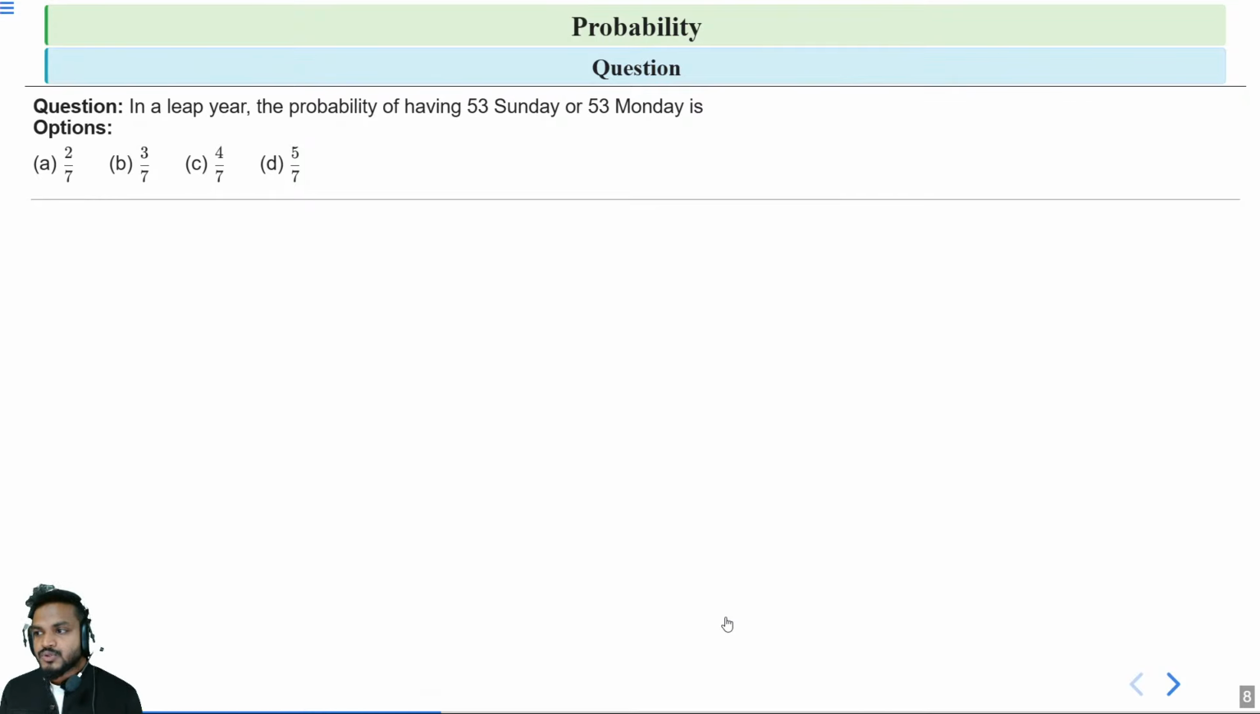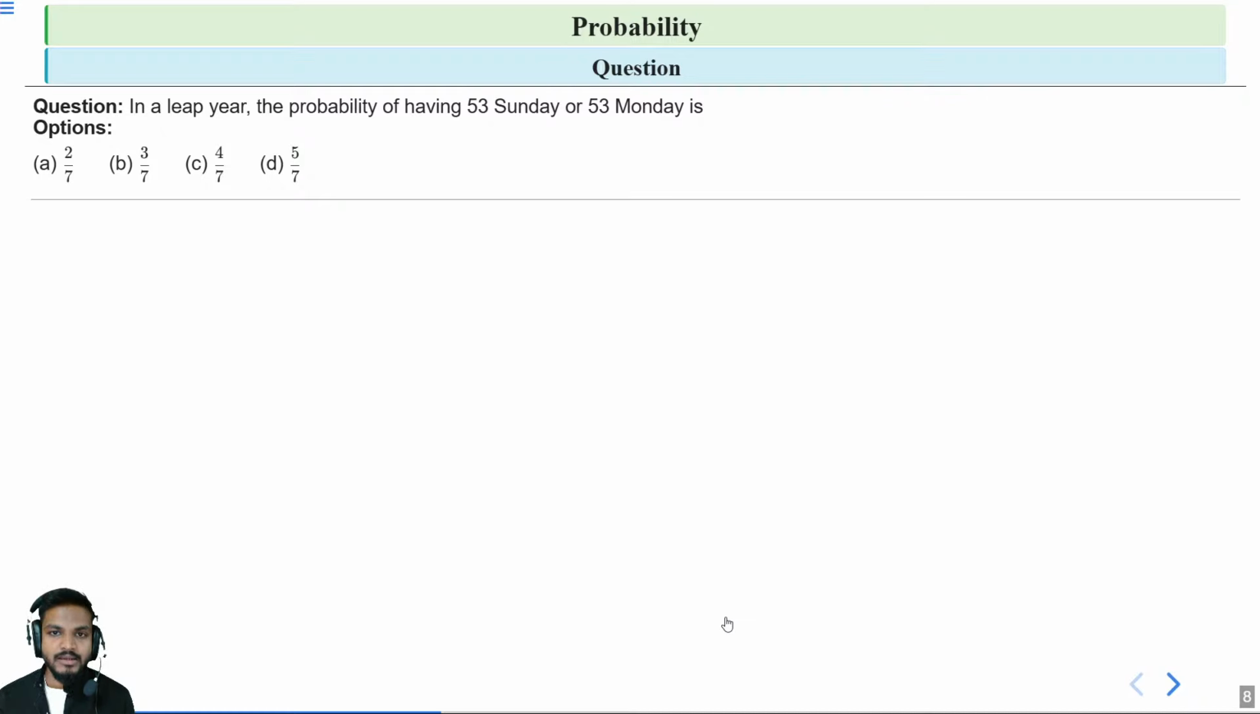So today's first question: in a leap year, the probability of having 53 Sundays or 53 Mondays is. So, what is given here? First thing, it is a leap year. So, what is a leap year? Number of days in a leap year, that is an important thing. That is 366.